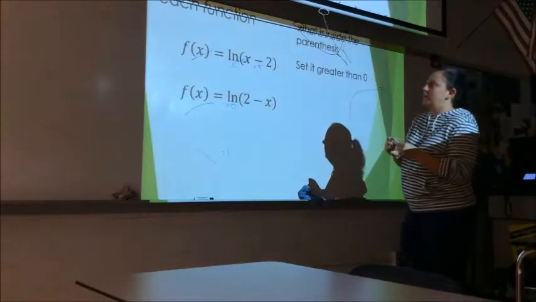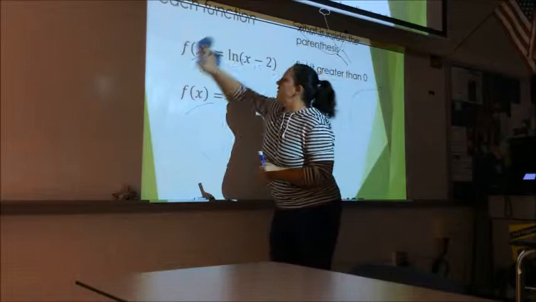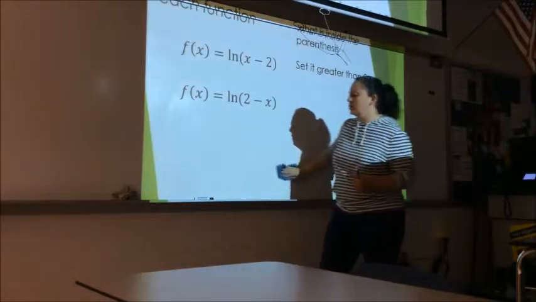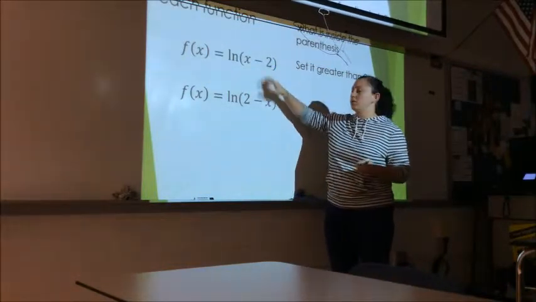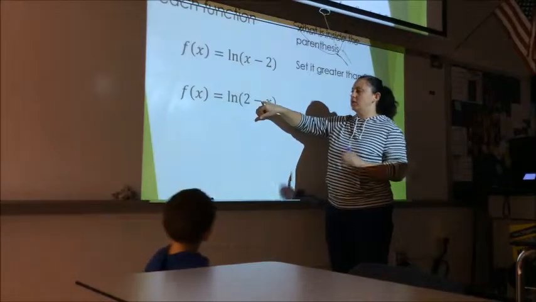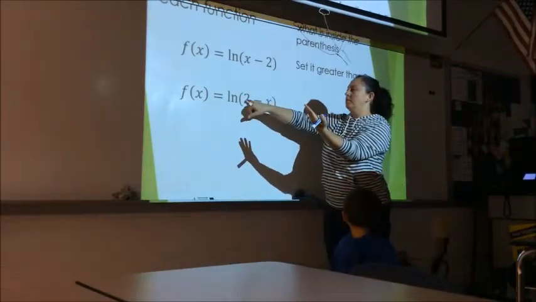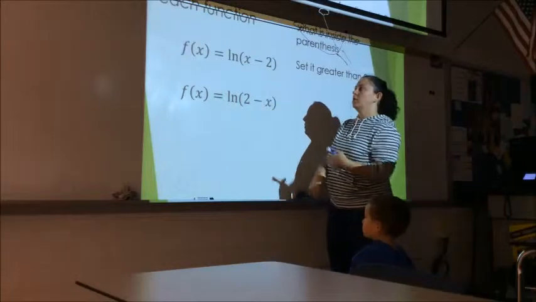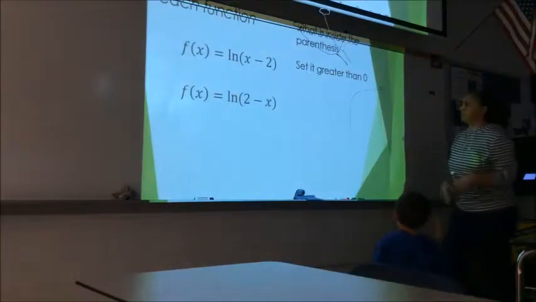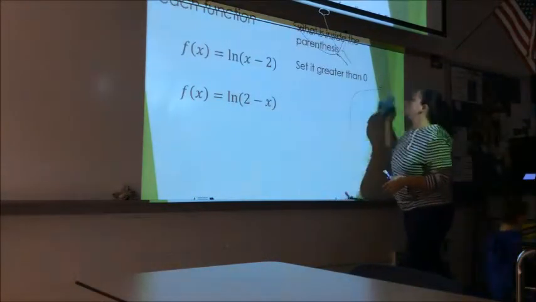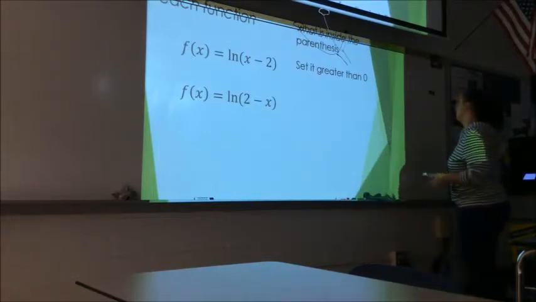So this would be an example of one that you're graphing, right? Again, natural log is going to work the same way. This one's going to shift to the right 2. This would be something that's flipped horizontally and shifted to the left 2. You could go through and graph those one point at a time and then see what happens as you look at the domains.